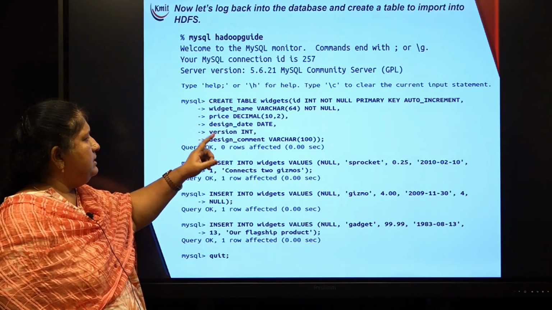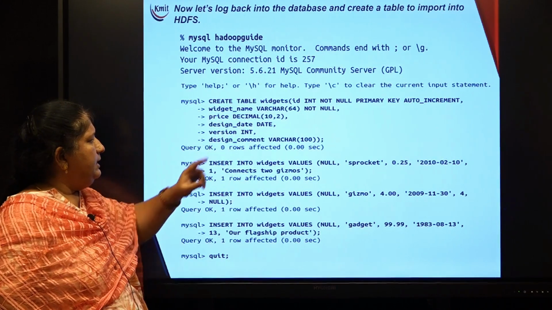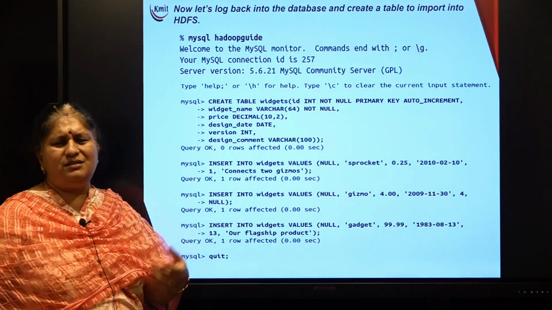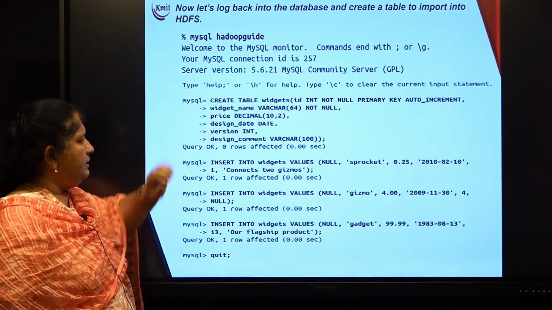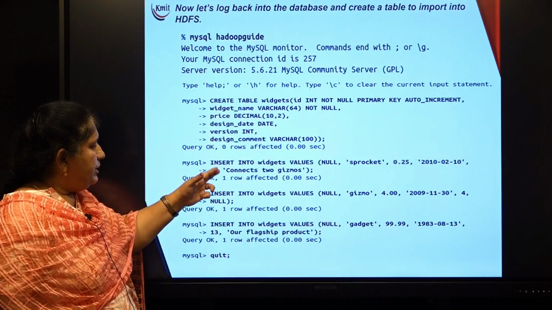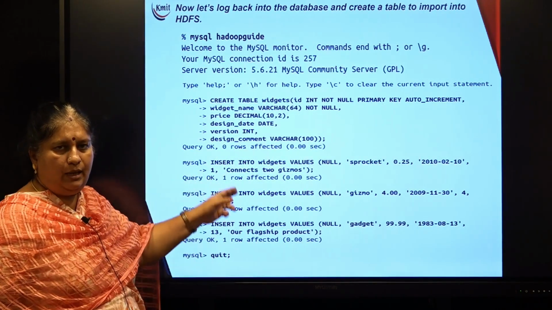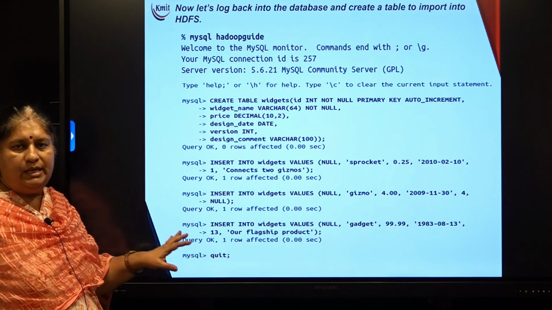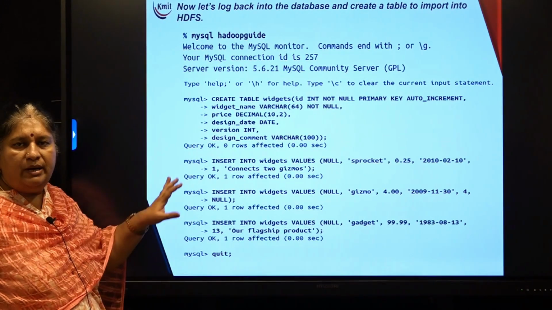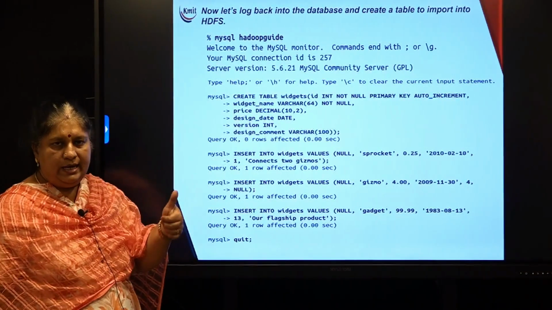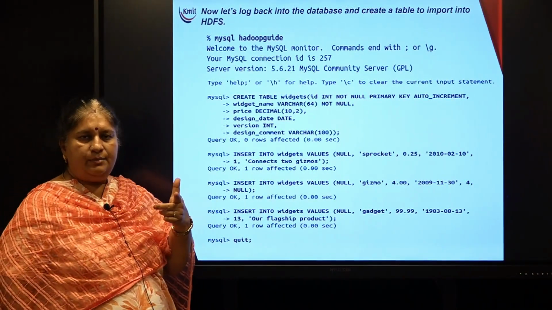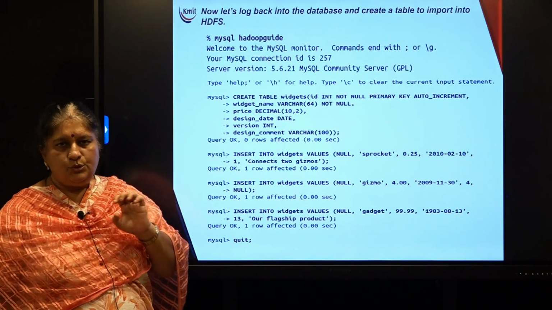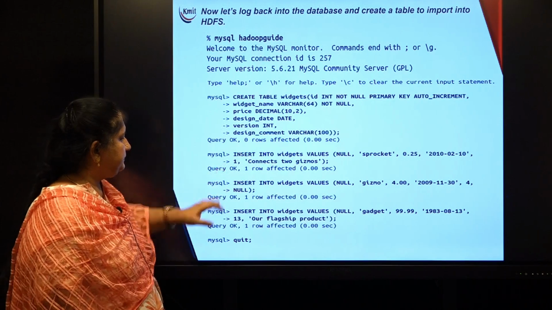Then what is its price? When it was designed, the designed date. What is its version? Design comment varchar of 100. I just created a table with these attributes. Then I tried to insert 3 rows into the table. Just go through this syntax once. So far I did not use any of the Sqoop commands, only the known MySQL commands. Created a database, used that database, created a table, inserted 3 rows into the table. So far this is a known concept.